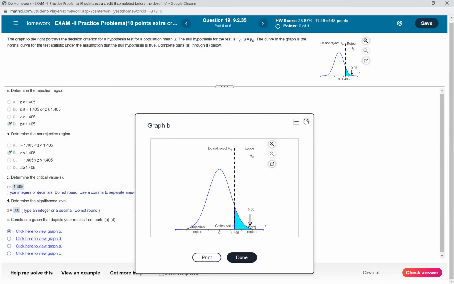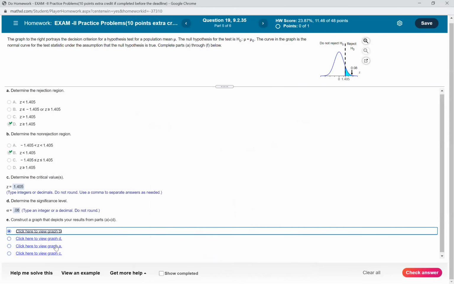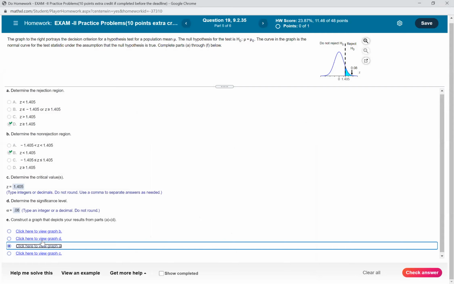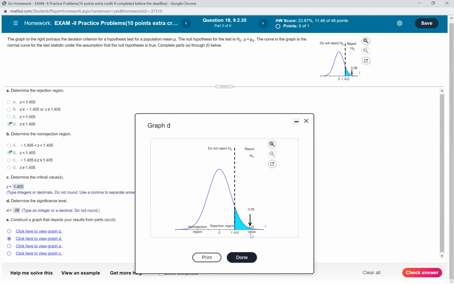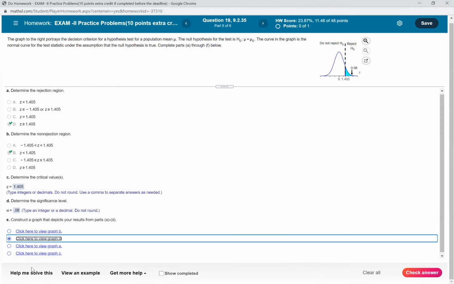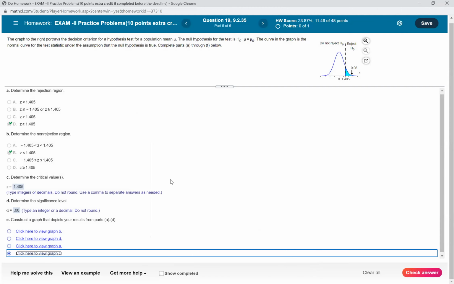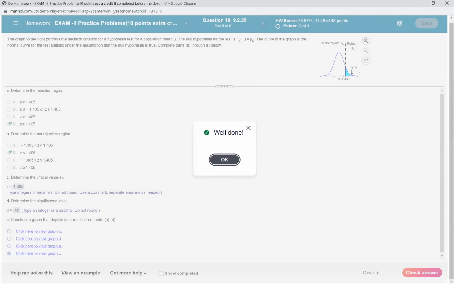Non-rejection, no, this is not correct. This is not this graph. Okay, so this part should be rejection, non-rejection. No, this is also not correct. Yeah, critical value, this one. This is the rejection region. This is the non-rejection region. So this is the correct answer.